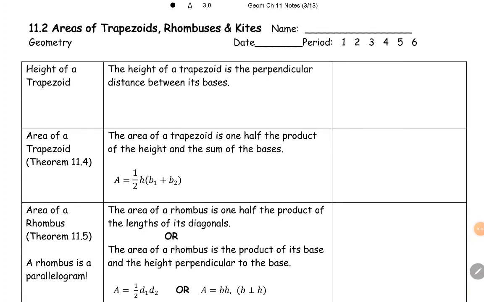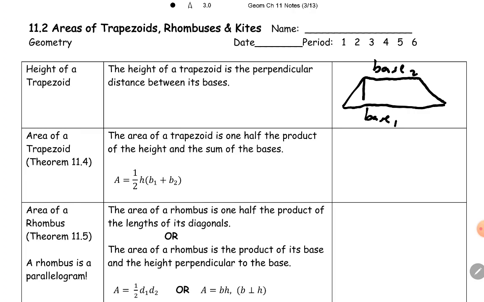Today we're going to be looking at areas of trapezoids, rhombuses, and kites. So let's start off with trapezoid. We have two bases and two legs. The bases are parallel, the legs are not. So let's call this base 1 and base 2.